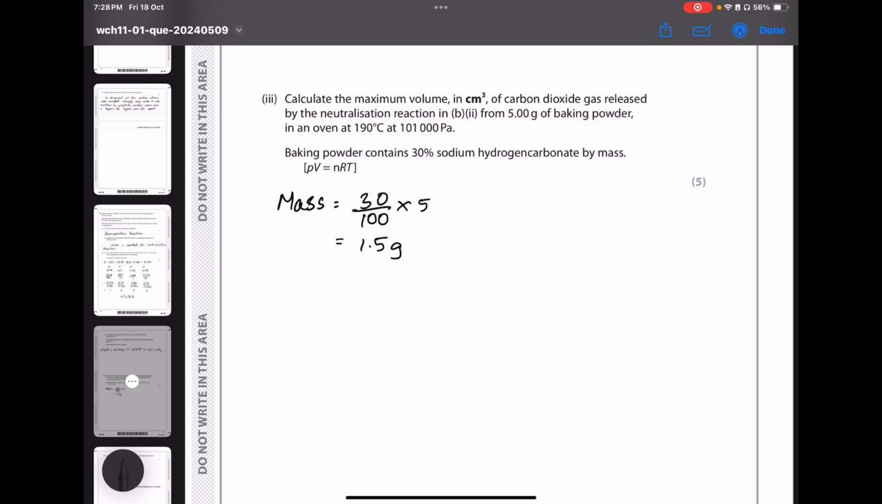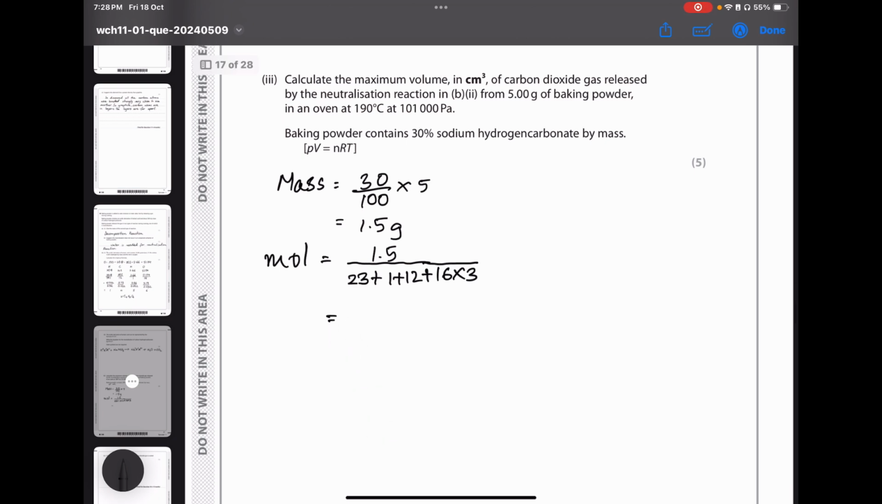All right, now let's find the moles of sodium hydrogen carbonate. Mole will be mass by molar mass. So mass is 1.5. Molar mass of sodium hydrogen carbonate is 23 plus 1 plus 12 plus 16 times 3, which gives us a value of 0.0179. Okay.